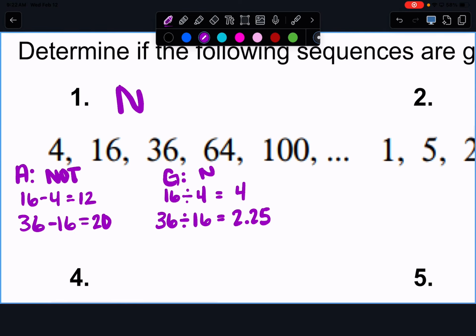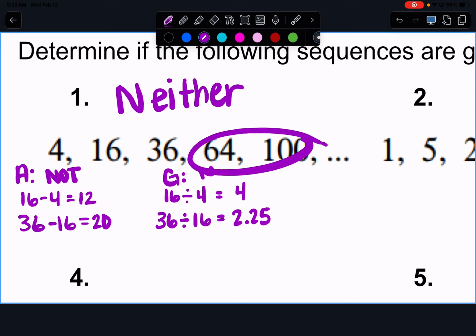So it is neither. Why did we pick 36? You literally just pick two terms, divide them, and see if they're the same. It doesn't matter, I could have done these two.